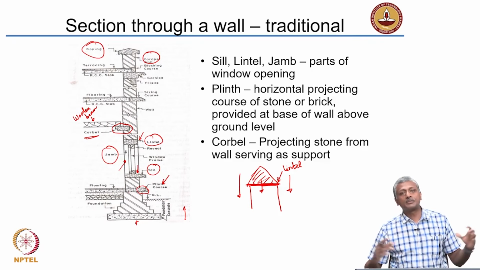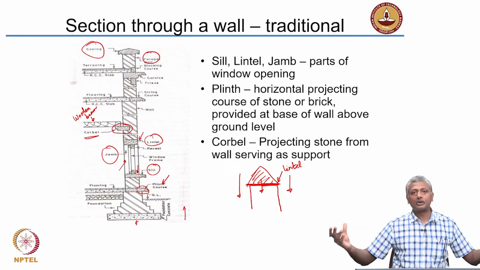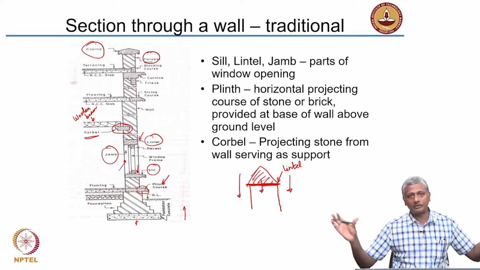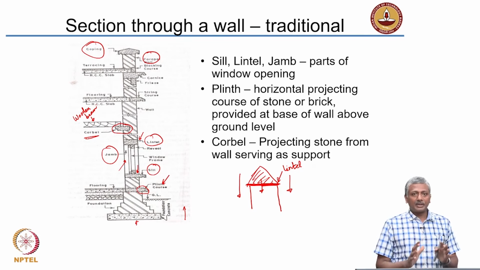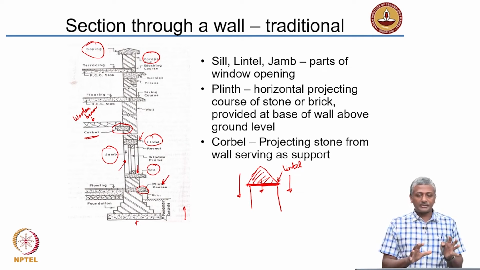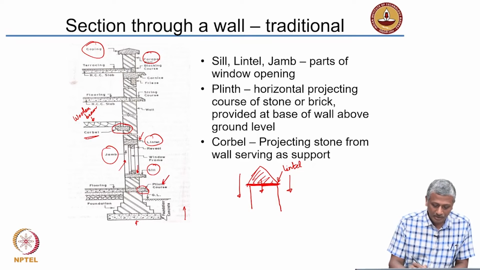Okay, so you want to support some things internally, you project out stones from the wall, and those are called corbels, and you're projecting them. You're using that for supporting something internally. So your entire wall is now broken up into several different materials. So you have concrete here, right?